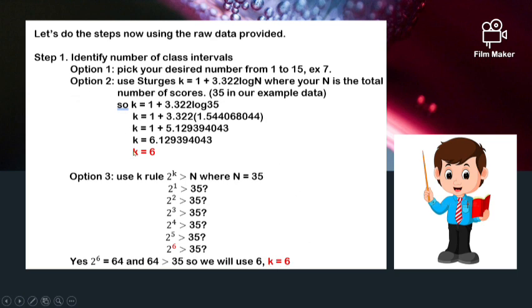Remember, step 1 is for us to determine or identify our class interval, which is our very first step. So it's up to you. You choose 1, you choose 2, you choose 3, whichever you like to use in constructing your frequency distribution table.